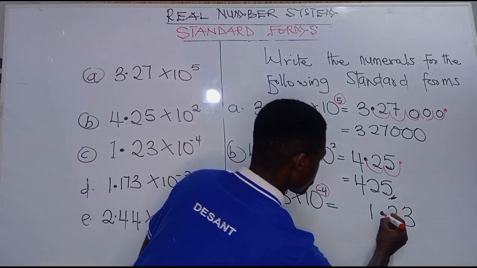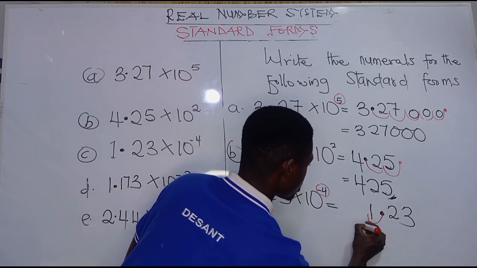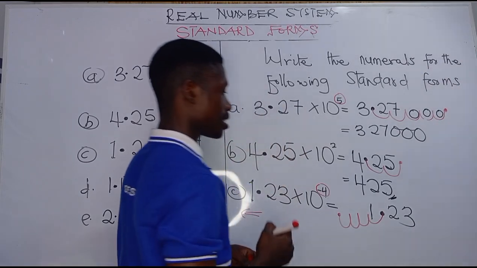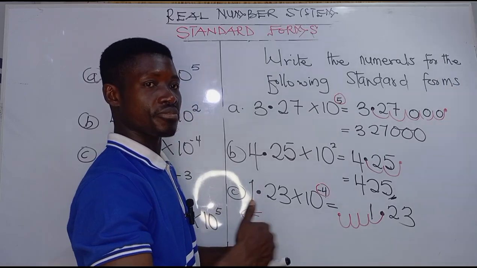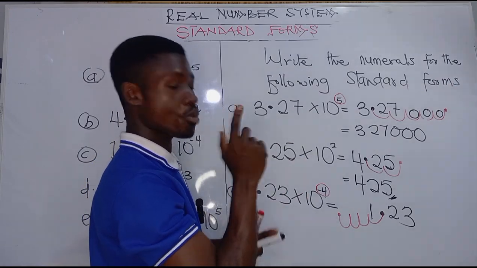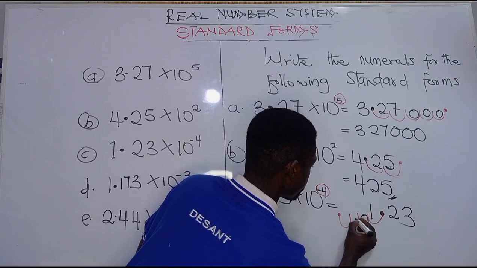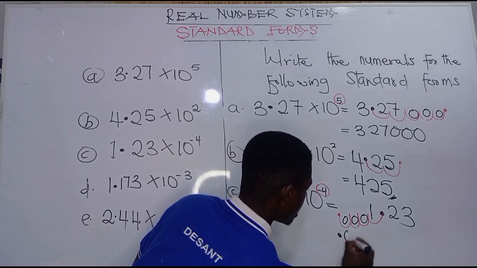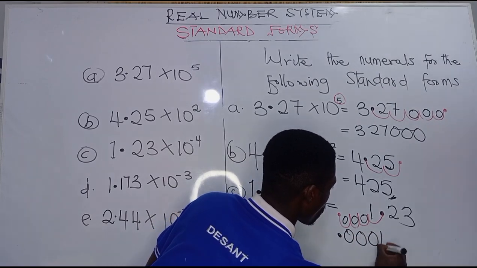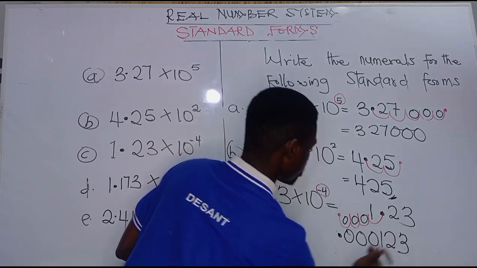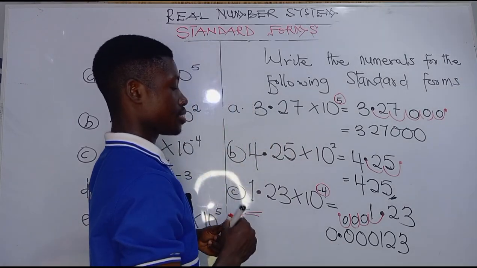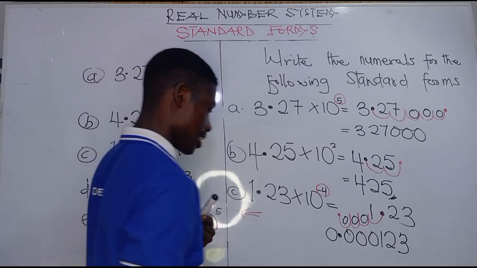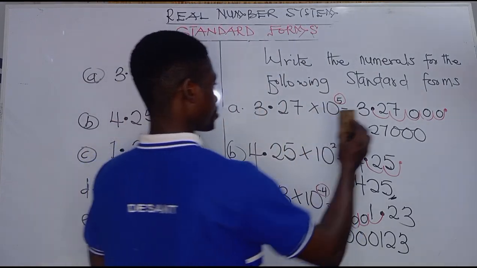So we have 1, 2, 3, 4. So we have our decimal point at this point. And after that, we fill each empty space or gap with zeros. So we have 0.000123. You can add 0 here. So this is the number for this very standard form. Let's look at example D.